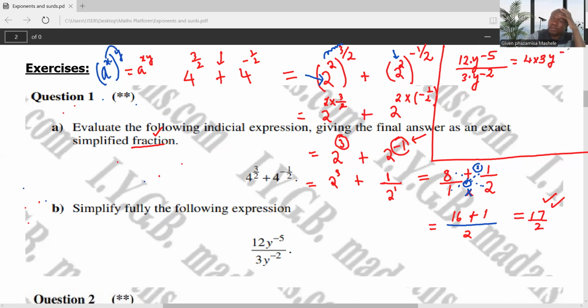Y to the exponent minus 5 divided by 3y to the exponent minus 2. So you see that the 3 and the 3 will actually divide. So we're going to divide there by 3 and divide there by 3. So it means we're going to remain with 4y to the exponent minus 5 divided by y to the exponent minus 2. But if you look at this, without having to look at 4, we have division.